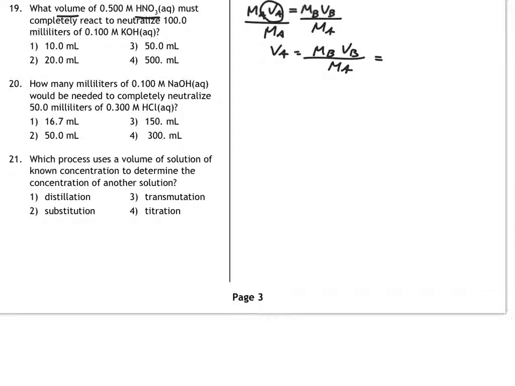I'm going to plug in variables that I know. So I plugged in the variables that I knew, and I was able to find an answer of 20 milliliters, or choice 2. Same idea for number 20. How many milliliters of 0.1 molar sodium hydroxide would be needed to completely neutralize 50 milliliters of 0.3 molar HCl?